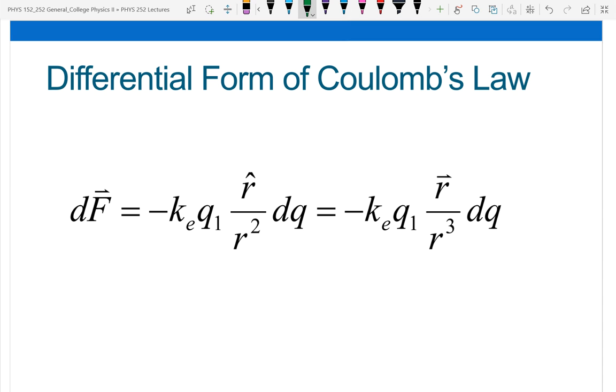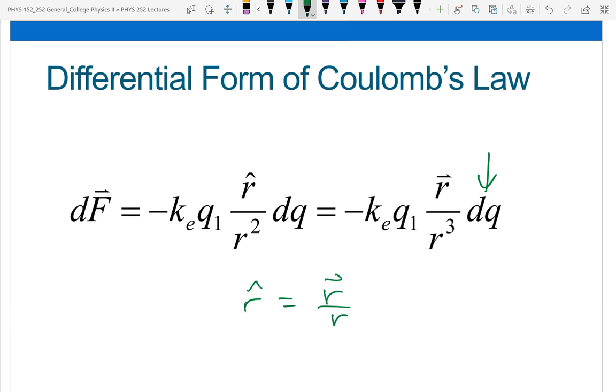And then over r squared for the distance squared. Or if you like, you can put r vector over r cubed. r hat is equal to r vector over r. Hence, they're exactly the same in meaning. It's just different ways of writing it. One may be more convenient than another as you're solving a problem. So we are going to have to take this and determine what is dq.